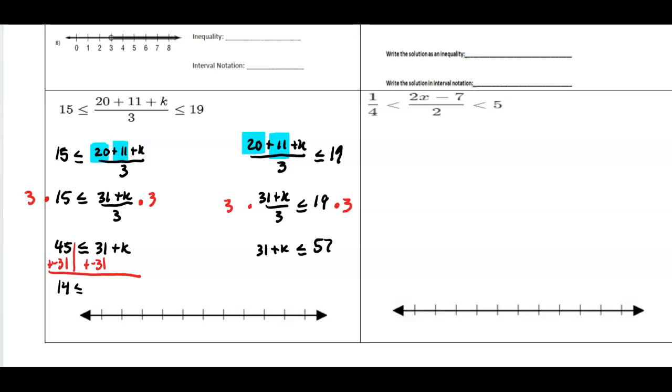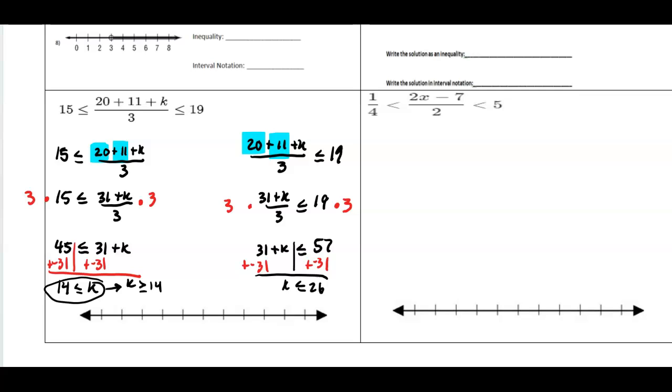So 14 is less than or equal to k. And I do the same thing over here. I add negative 31 to both sides. And I got k is less than or equal to 26. All right, so it might be helpful to go by 2's here. So I want everything less than 14 and everything less than 26. Nope, wrong, because I read this incorrectly. This is backwards, so if I read it the right way, k is greater than or equal to 14. All right, so I want everything greater than or equal to 14 and everything less than or equal to 26.